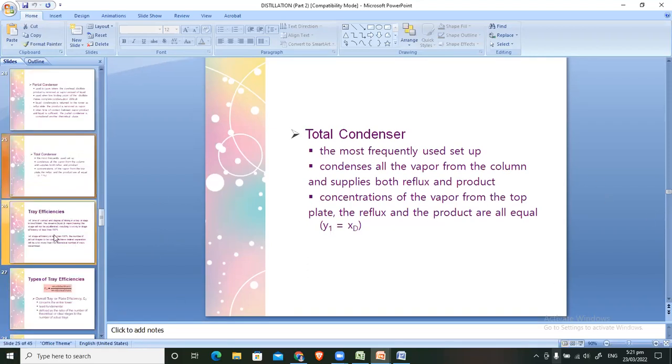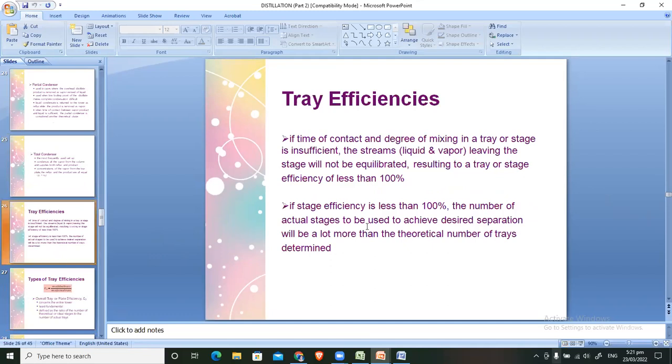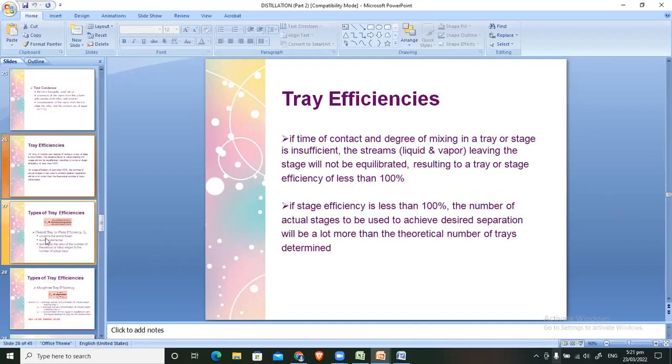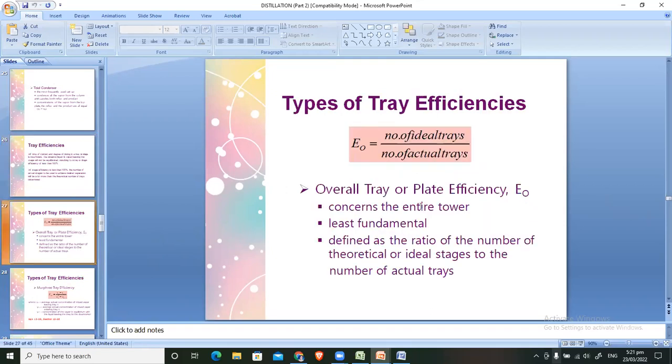Okay, what do I have here next? So in terms of tray efficiencies, I'm sure you can still remember the overall tray efficiency, the ratio of the number of ideal trays and the number of actual trays. So though not so accurate compared to Murphree efficiency.